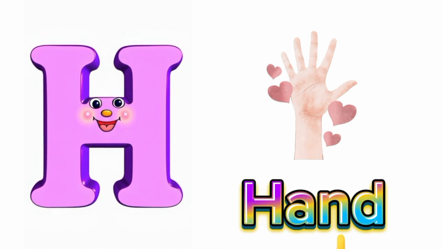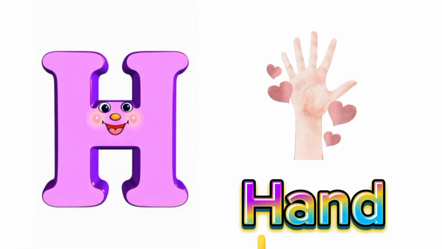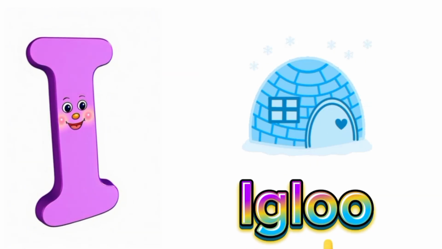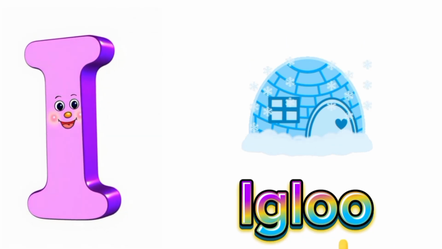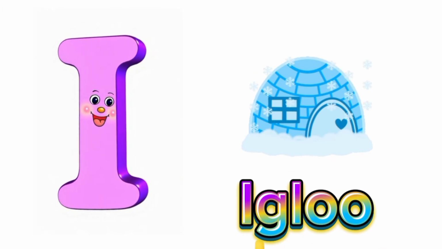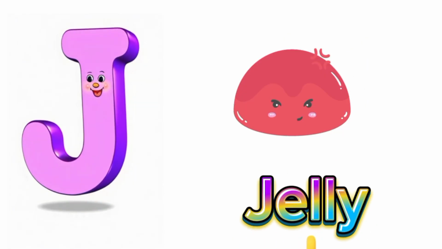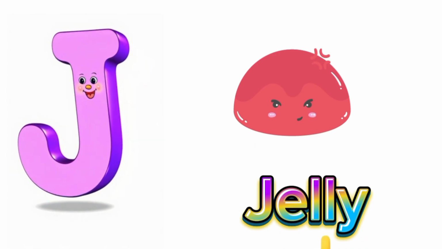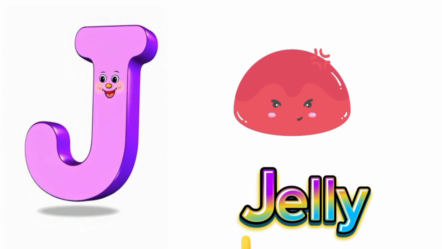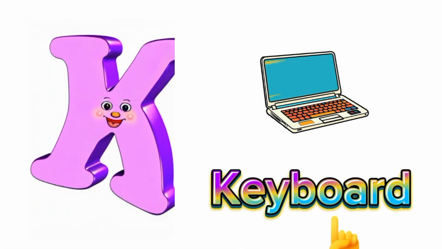Hand. H hand. I is for igloo. Igloo. I igloo. J is for jelly. Jelly. J jelly. K is for keyboard.